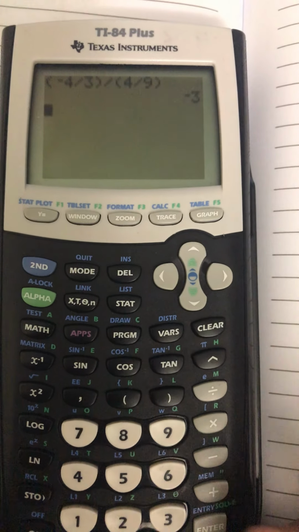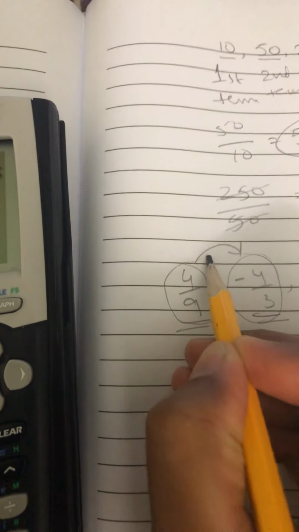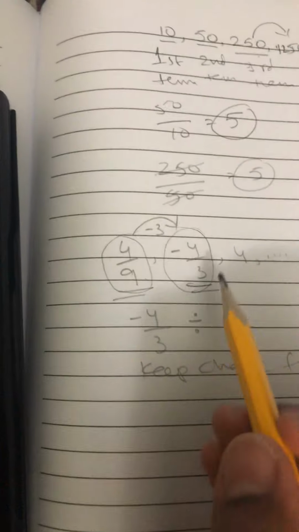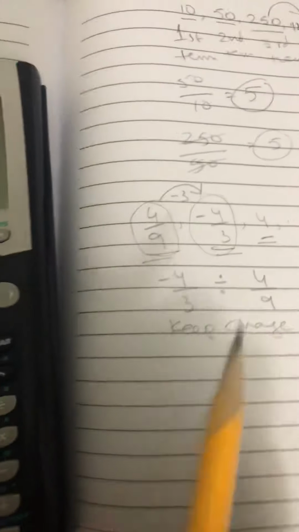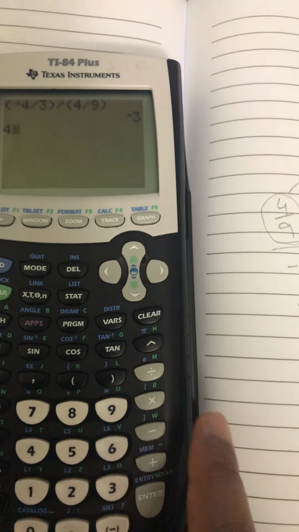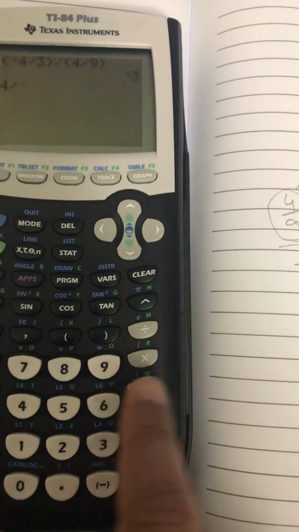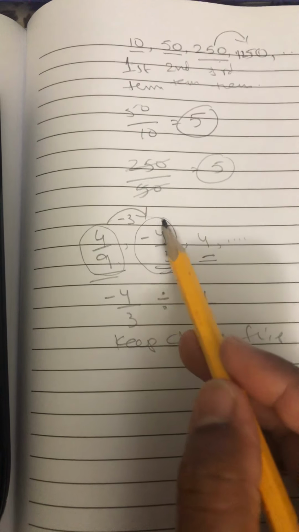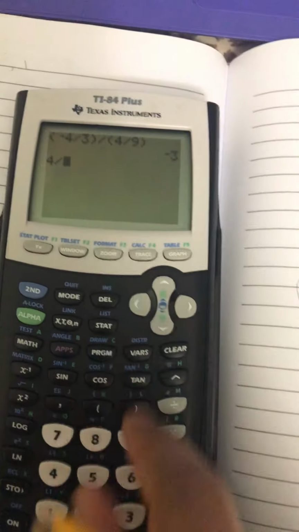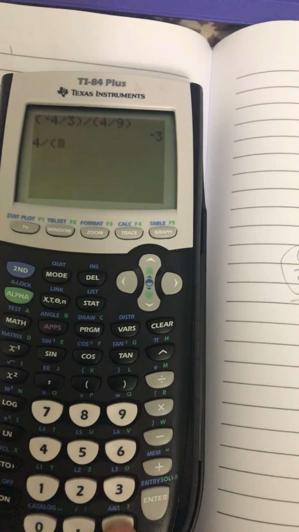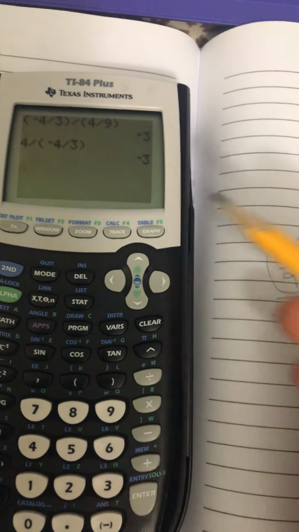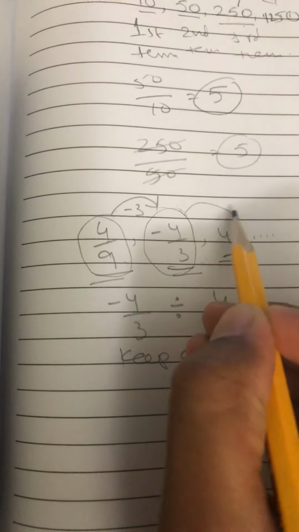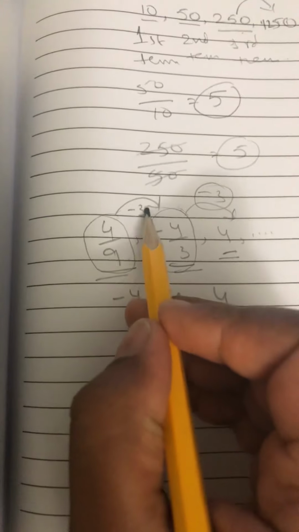So just press enter. It gives me negative 3. Now I will write it here. The common ratio is multiplying by negative 3. Now double check by taking the next term and dividing it by the previous one. So I can divide 4 by negative 4 over 3, and I'll make sure that I'm using parentheses. It gives me negative 3. So I am confirmed that negative 3 is my common ratio.